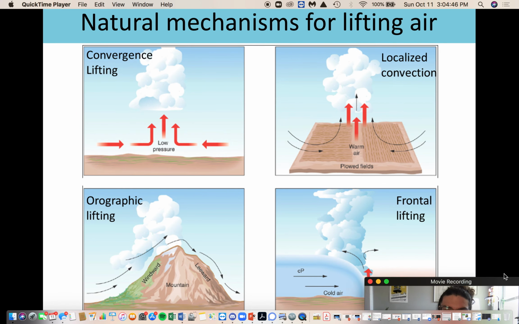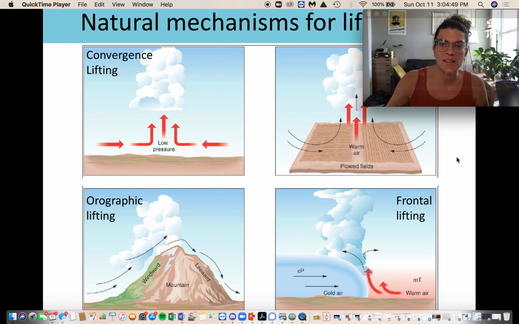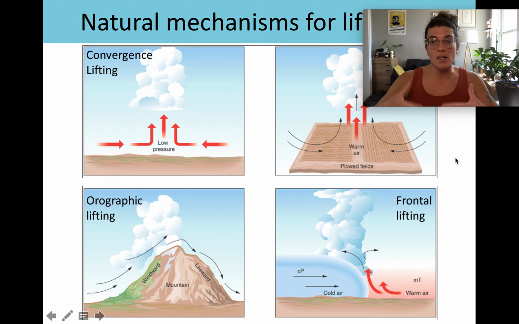Okay, so obviously now we know that in order to form a cloud, you've got to lift air up from the surface until it reaches its dew point temperature and condensation can occur. So how does that actually happen in the world? There's 4 major ways.